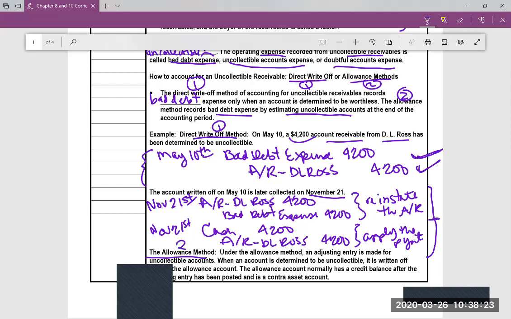Okay, the allowance method, it's a little bit more complicated. And of course, this one is the one that's GAAP approved. Under the allowance method, an adjusting entry is made for uncollectible accounts. When the account's determined to be uncollectible, it's written off against the allowance account. The allowance account normally has a credit balance after the adjusting entry has been posted, and it is a contra asset account. Okay, so what does that mean?